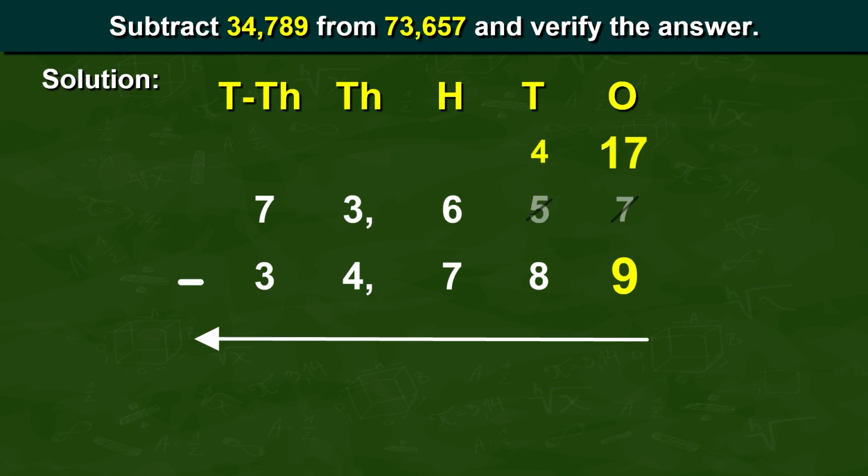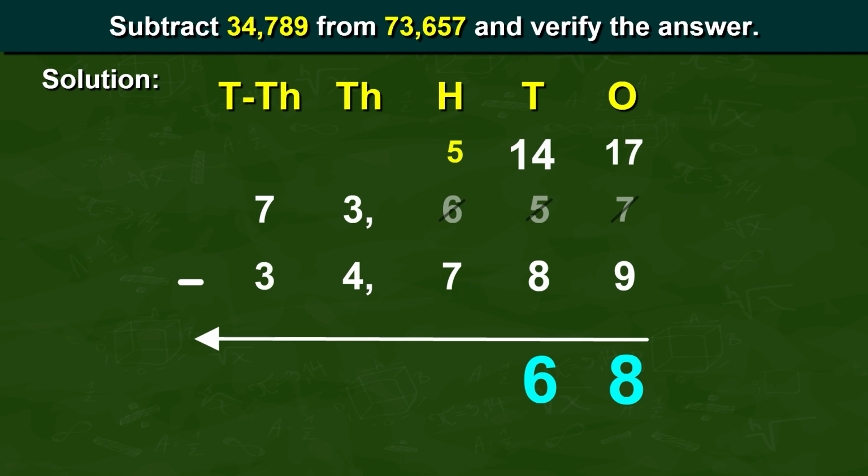17 minus 9 is equal to 8. Write 8 under the ones column. Step 3. Subtract tens. Again 8 tens cannot be subtracted from 4 tens. We borrow 100 from 6 hundreds. Now we have 5 hundreds and 14 tens. 14 minus 8 is equal to 6. Write 6 under the tens column.